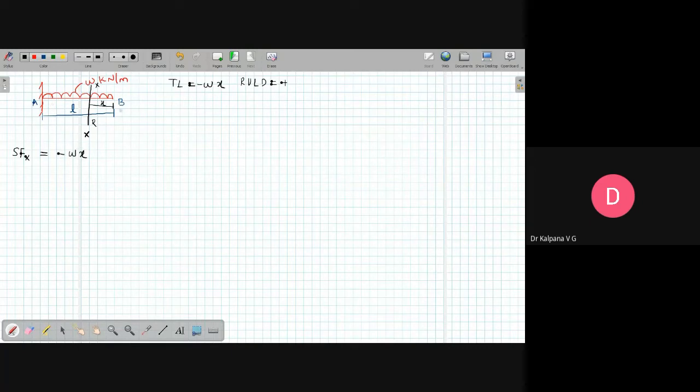Here you cannot write it as w into L. We are considering this section, and to the right of this section, those are the only forces we consider. This section is at a distance of small x from B. So for the UDL, the total load is w into the distance of the section from B, only small x.